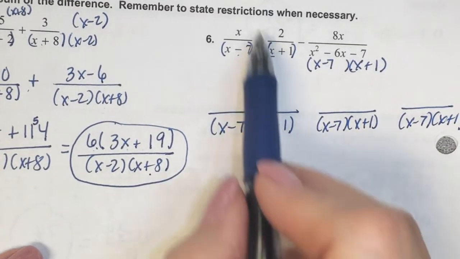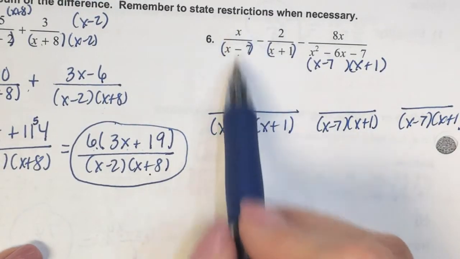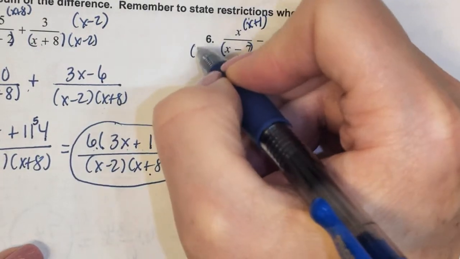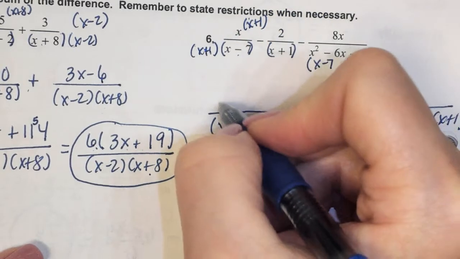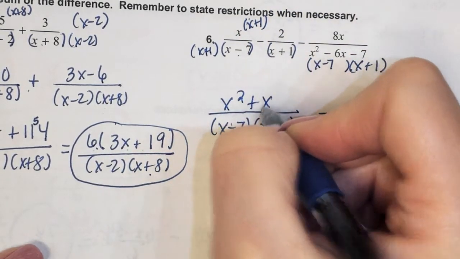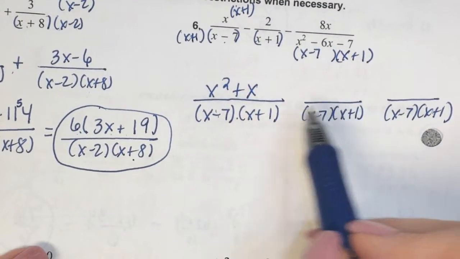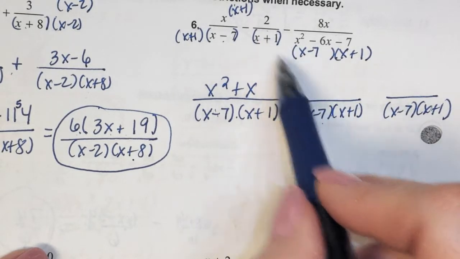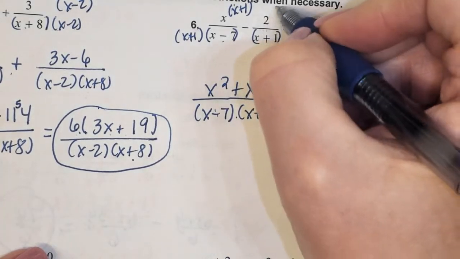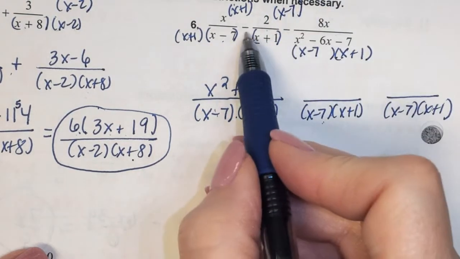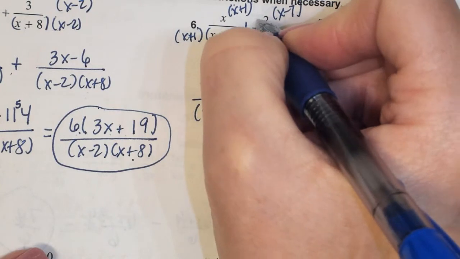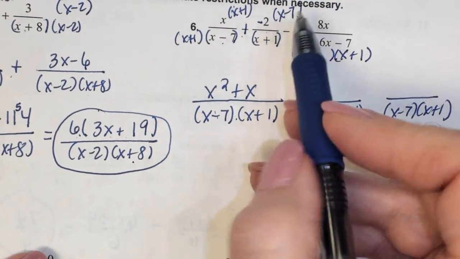All right, so what am I going to multiply the first term by? X plus 1. So I'm going to have x squared plus x. What am I going to multiply the second term by? X minus 7. Now watch, guys, it's also subtraction. Here's what I like to do, make it plus a negative. I think it's easier to work with.